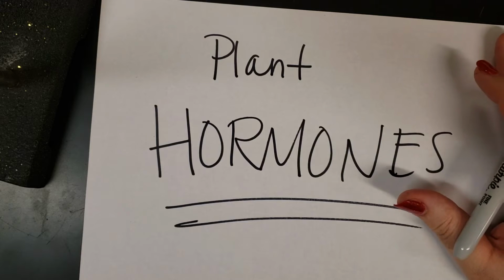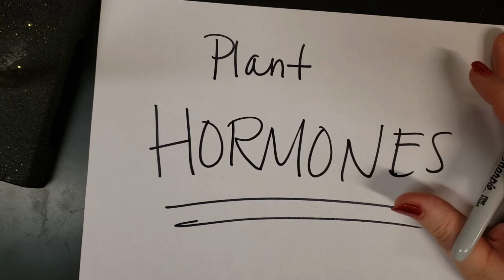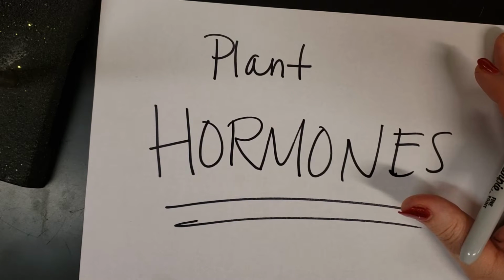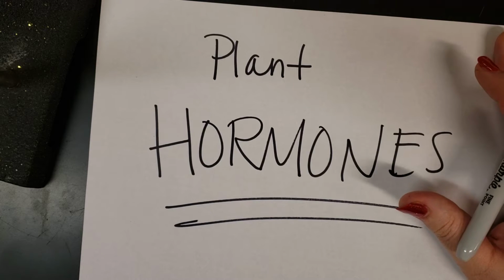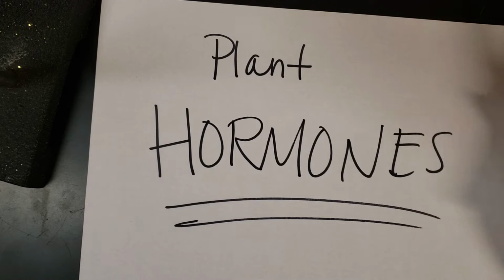So the system that we didn't get to with our models is hormones, and plants have hormones just like humans do. They do different things, and so we're going to talk about some of the things that hormones do.